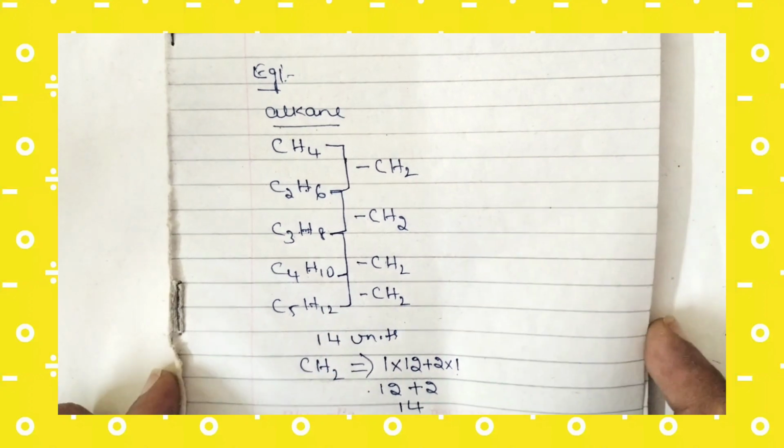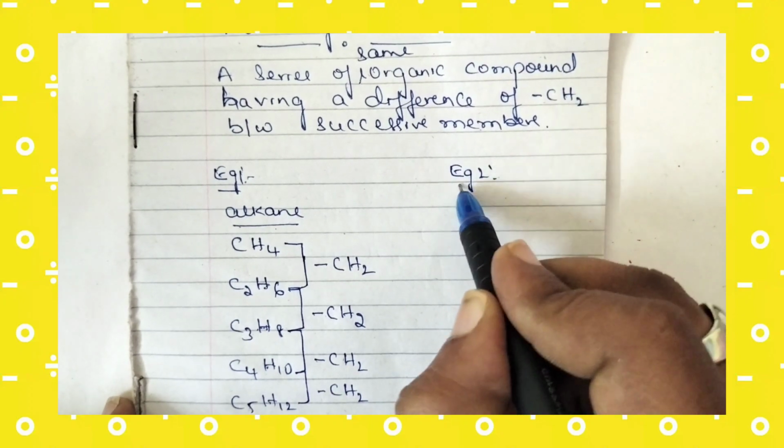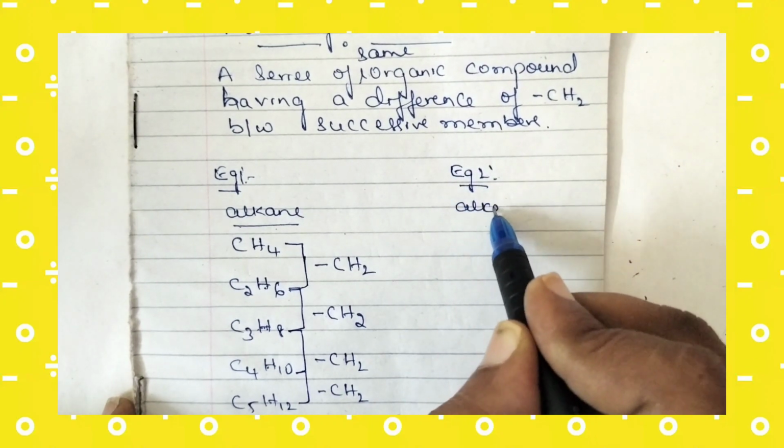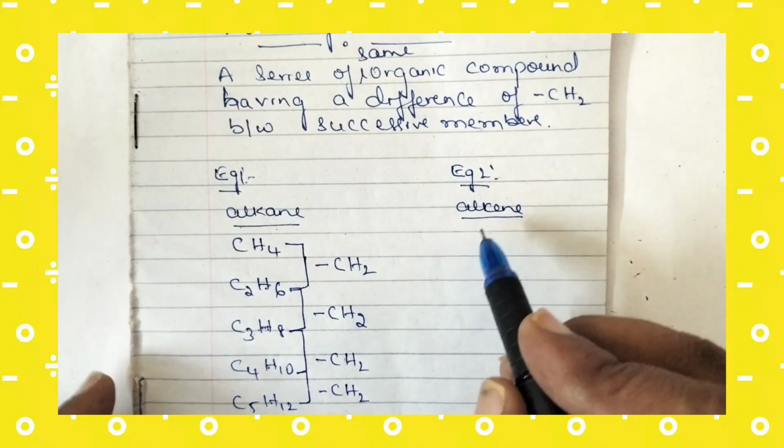So this is example 1. I will take one more example, that is alkene. So let us write the series of members of alkene.